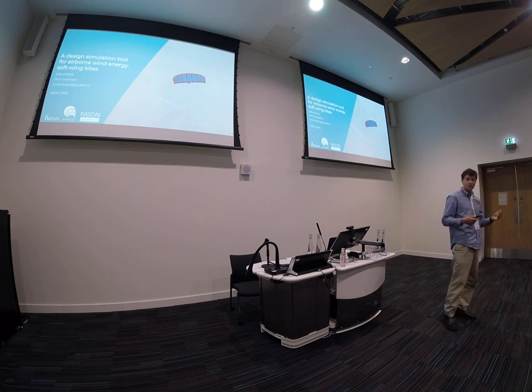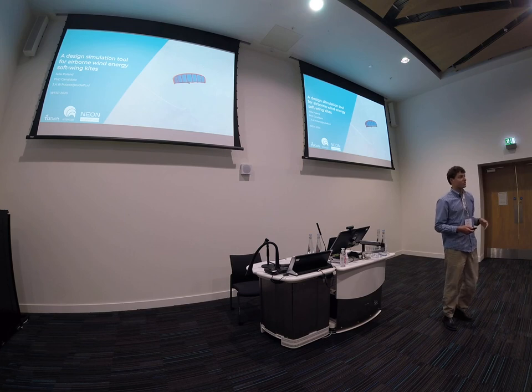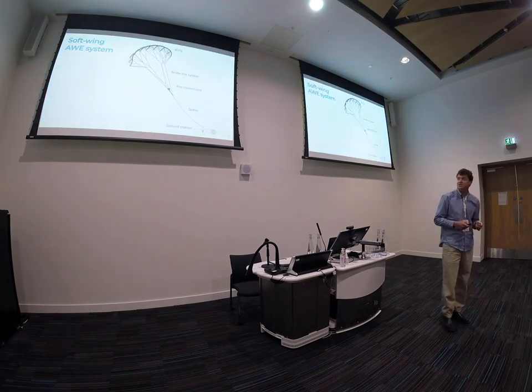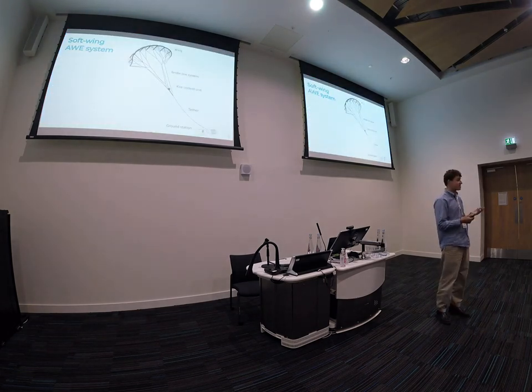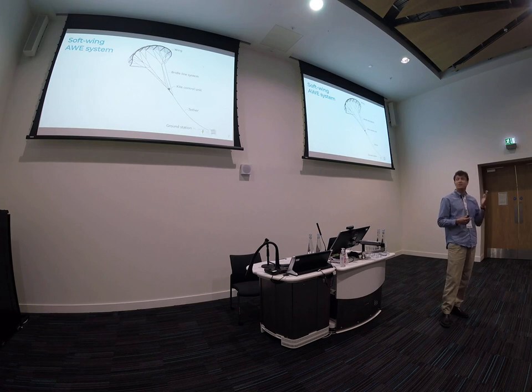What have I been doing? What has my colleague been doing? I'll also talk about that. And how can we improve that work? So talking about a kite system, we have a wing, a bridle line system, a kite control unit, a tether, and a ground station. You're all familiar with that.